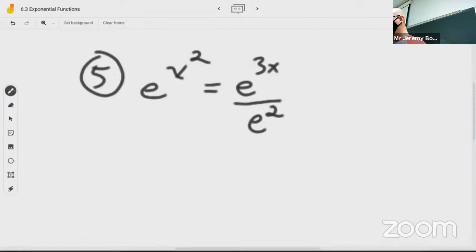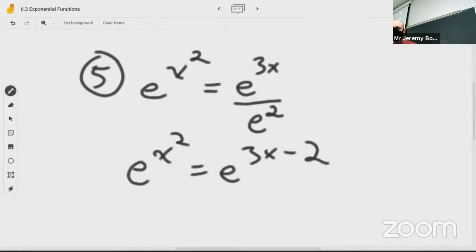Close. You're talking about this, and this? Yeah. The problem is that this is 3x. If it was just 3, then yes, it would be e to the 1. But 3x and the 2, those aren't like terms, so I can't do the actual subtraction. But you are right that our next step would be that it would be e to the x squared is equal to e to the 3x minus 2. But I can't do that actual subtraction.